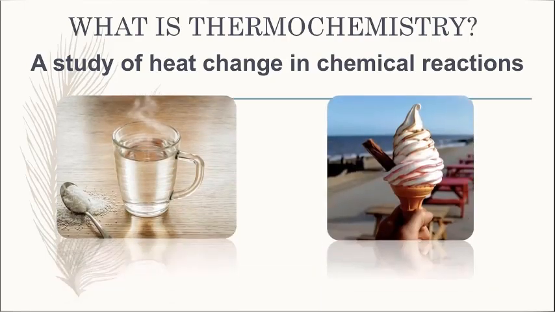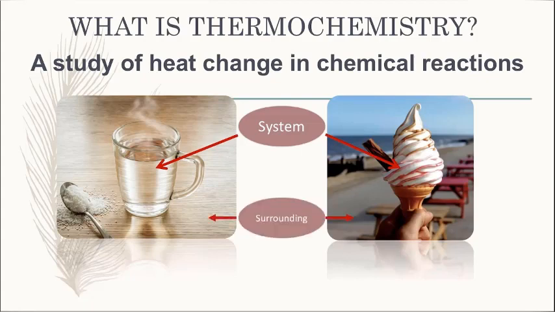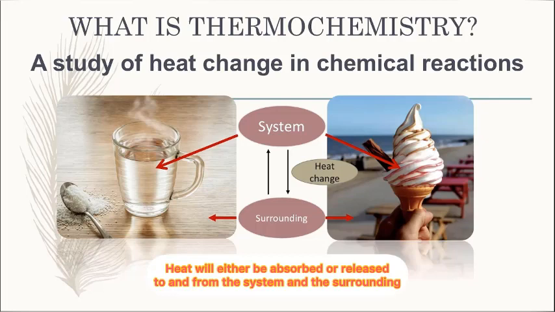Shown here is a cup of hot water and an ice cream. They are known as a system. The air around these two systems is called the surrounding. Between the system and the surrounding, there will be exchange of heat. Now, how does the heat change occur? Heat will either be absorbed or released to and from the system and the surrounding.